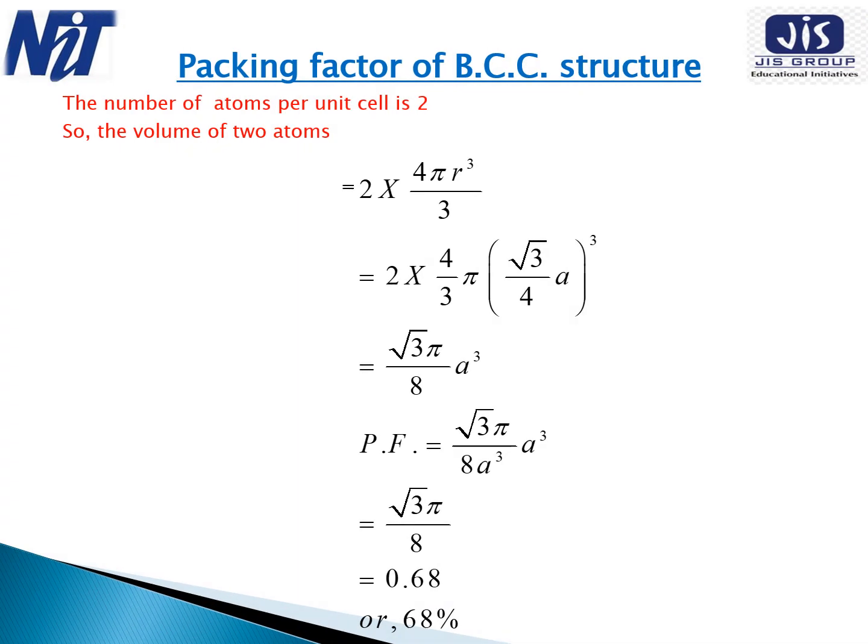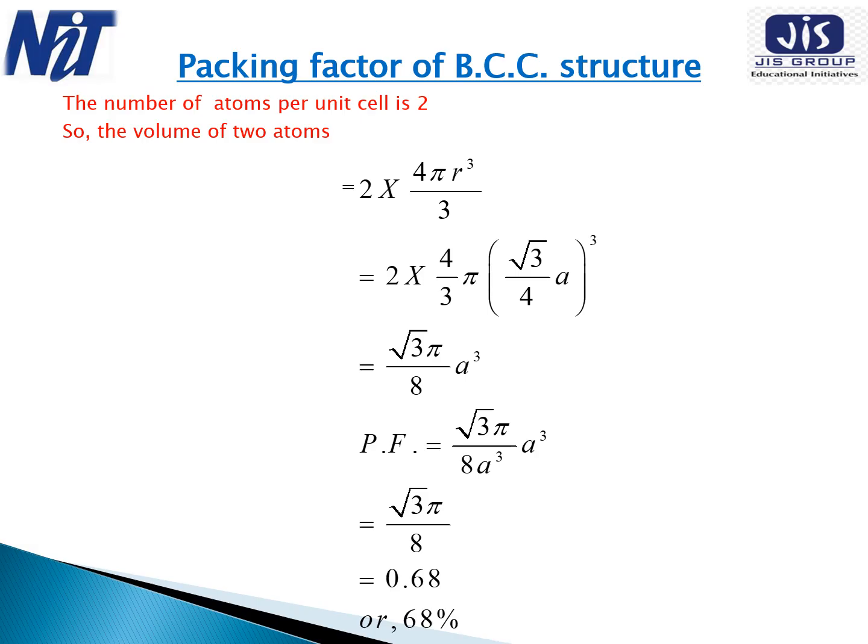Packing factor of BCC structure, body centered cubic structure. Now in the body centered cubic structure, we have seen that the number of atoms per unit cell is 2. So the volume of 2 atoms will be 2 into 4 by 3 pi r cube. Now the value of r we have calculated earlier today in this class. If we put the value of r as root 3a by 4, then we will get root 3 pi by 8 into a cube.